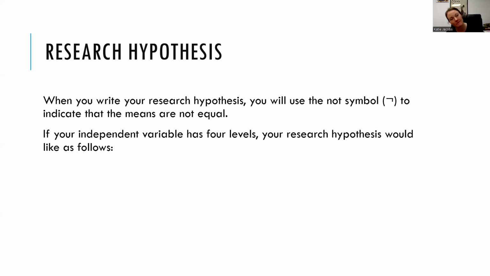All right, so if your independent variable has 4 levels, your research hypothesis would look like the following in symbols. So we have H sub 1, which is our first research hypothesis. We're going to put a colon to let everyone know that our research hypothesis is coming. Then we put the not symbol, and then we'll have our means all equal within the parentheses.